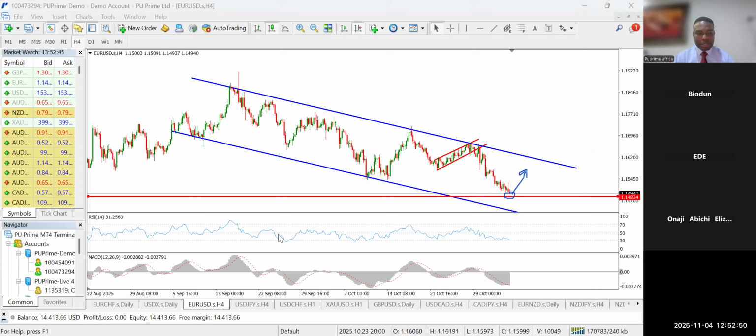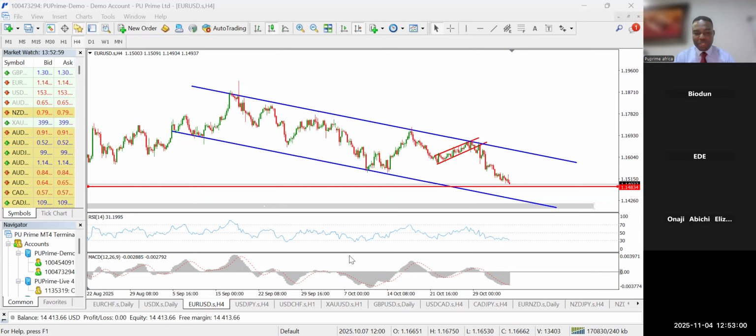At this point, that is not a signal. It's not a direct signal. It's just a possible market movement. For now, I'm not really seeing a direct signal on the Euro USD, but it's possible we may see some retracement on the Euro USD.